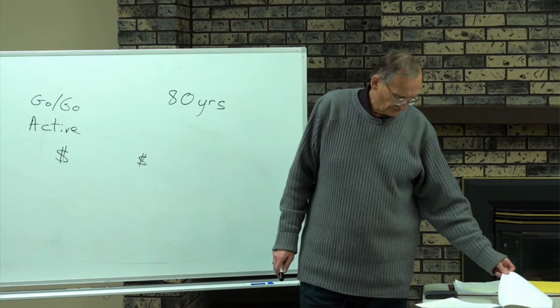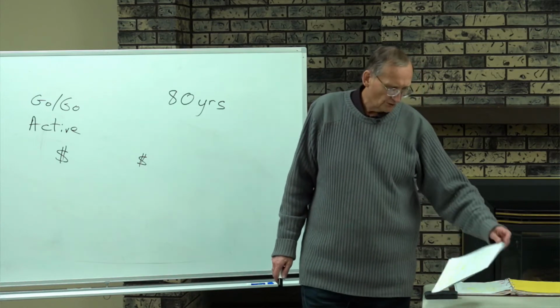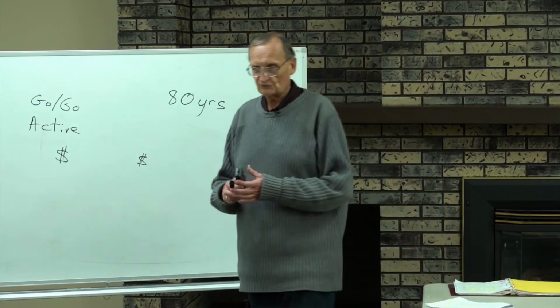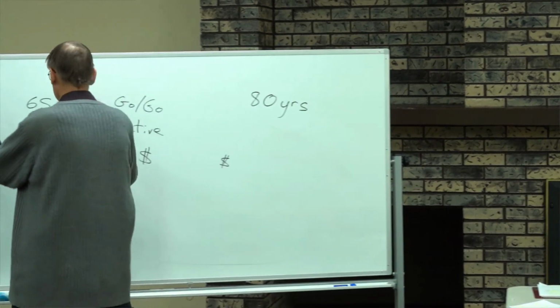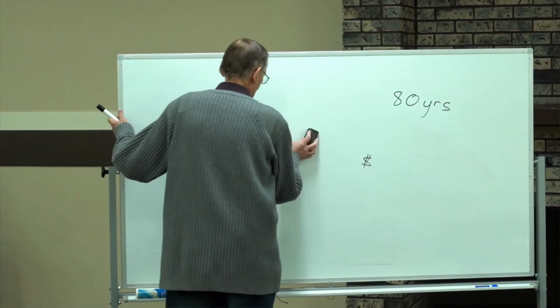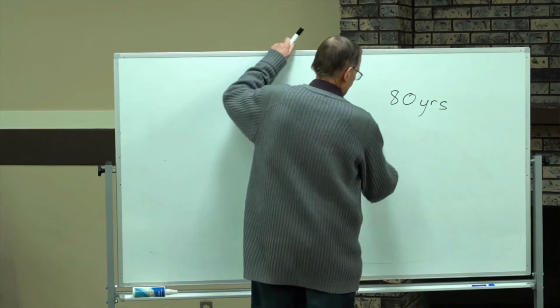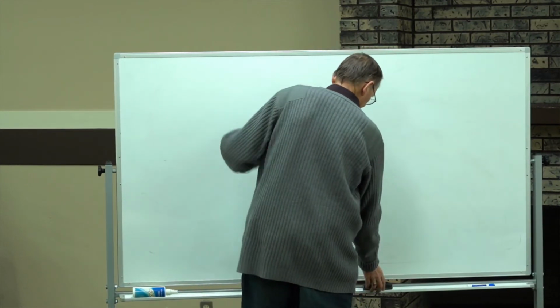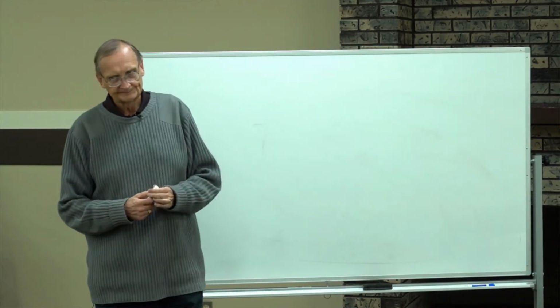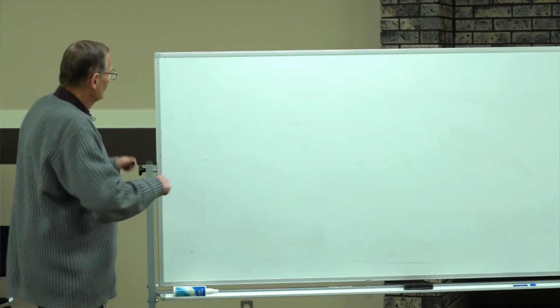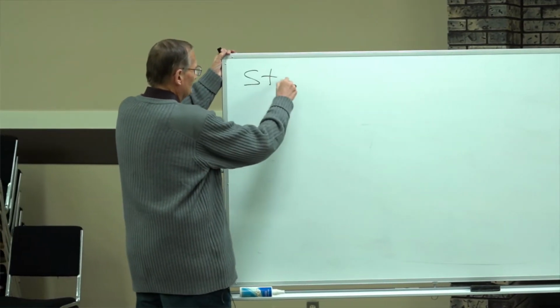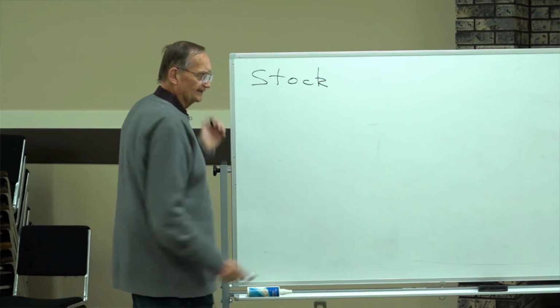Okay, now let's turn over the page. Now we're going over to stocks. So we're going to leave bonds, and we're going to talk about stocks. So this is the second basic type of thing that you're going to find in a mutual fund.